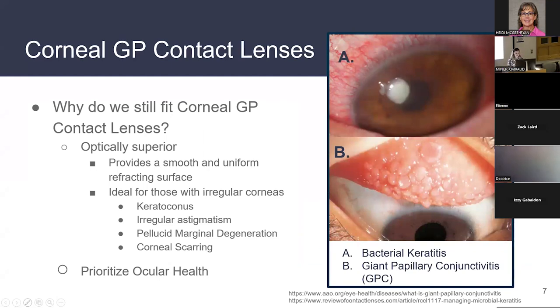Additionally, these contact lenses prioritize ocular health. They do that by being one of the contact lenses that has the lowest incidence of bacterial keratitis, and that's what you see here in image A, and also the lowest incidence of giant papillary conjunctivitis, and that's what you see here in image B. I think this is important to take into account because oftentimes patients who are fit into these lenses are heavily dependent on their contact lenses to be visually functional. Knowing that these contact lenses have the lowest incidence of that occurring is great to know because they're going to be wearing these lenses the most.